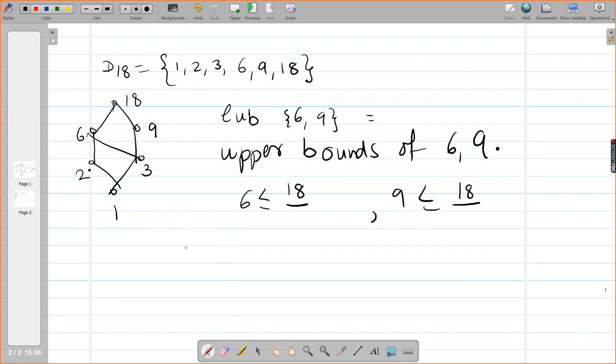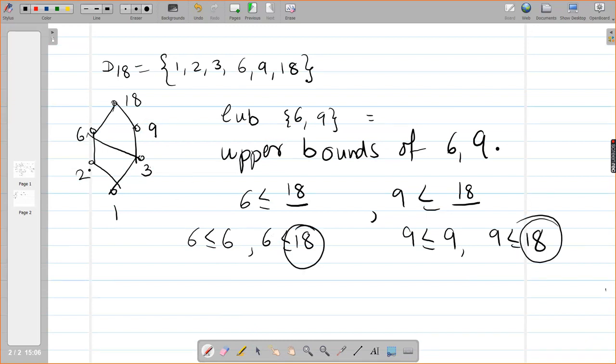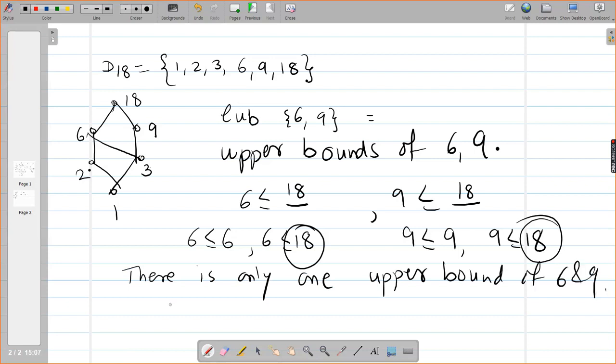We should always think about common. Like 6 is less equal 6, 6 is less equal 18 also, 9 is less equal 9, 9 is less equal 18, but common is only 18. Okay, and 6 and 9 are not comparable. So there is only one upper bound of 6 and 9. That is 18. Therefore, it is the least upper bound also.